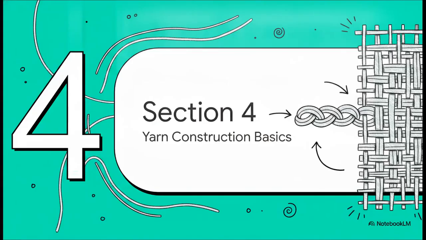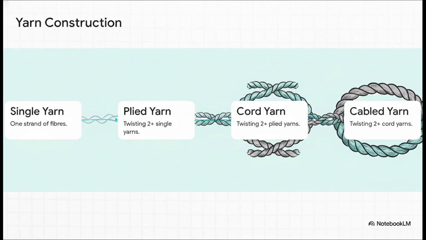Moving on to Section 4, yarn construction basics. Let's look at how this builds, literally. This sequential build perfectly demonstrates how we get from a super fragile single strand to heavy-duty industrial ropes. It's a simple four-step process.